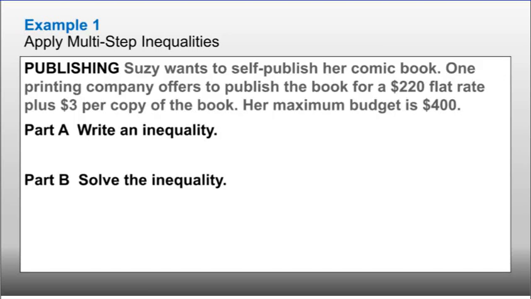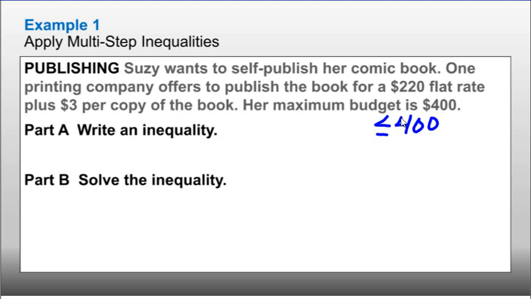So first example, Susie wants to self-publish her comic book. One printing company offers to publish the book for a $220 flat rate plus $3 per copy of the book. Her maximum budget is $400. So we need to write an inequality. So it says her maximum budget is $400. That means she can spend $400, but not more than. So that would be less than or equal to.